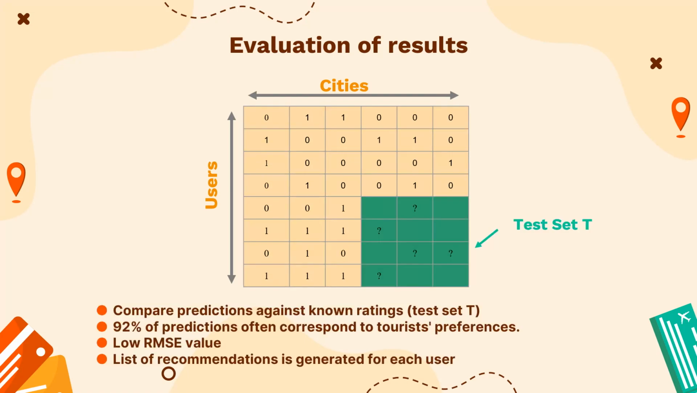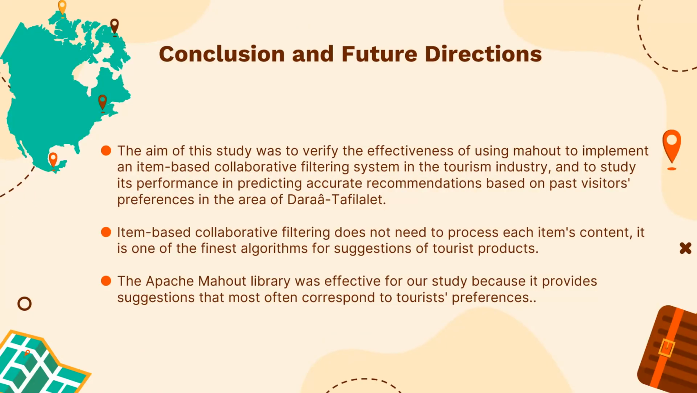As an evaluation method, we hide 20% of our dataset and we try to predict the accurate values. The metric of evaluation used is RMSE. Results show that the used technique provides suggestions with a low RMSE value and that 92% often correspond to tourist preferences.